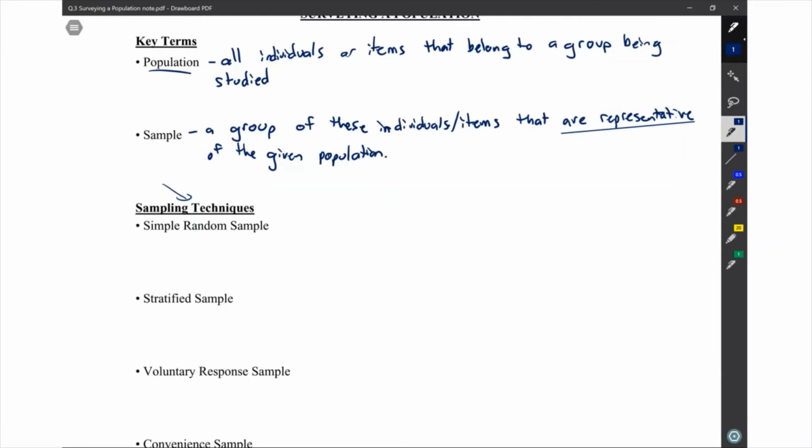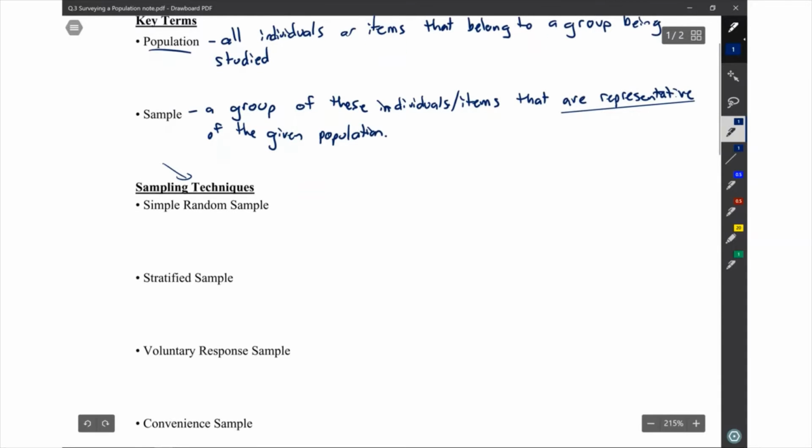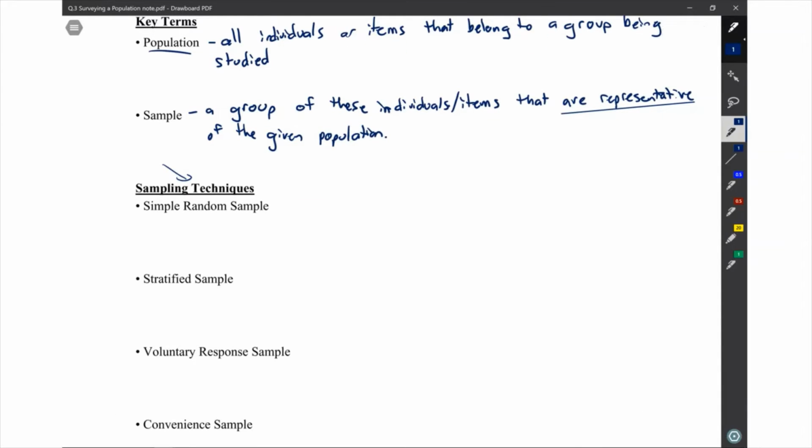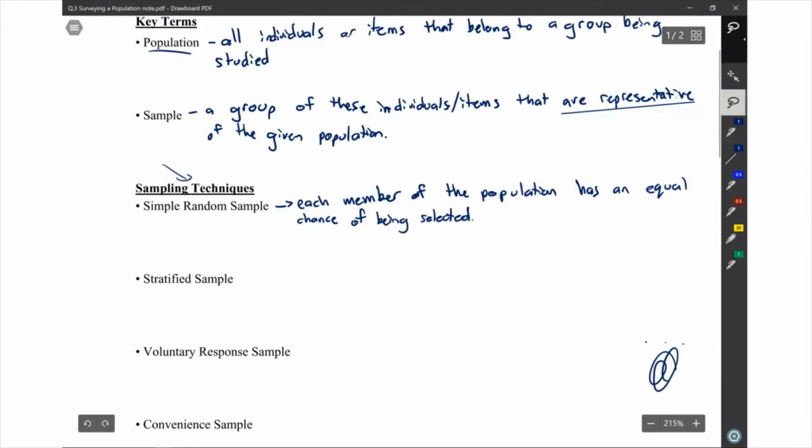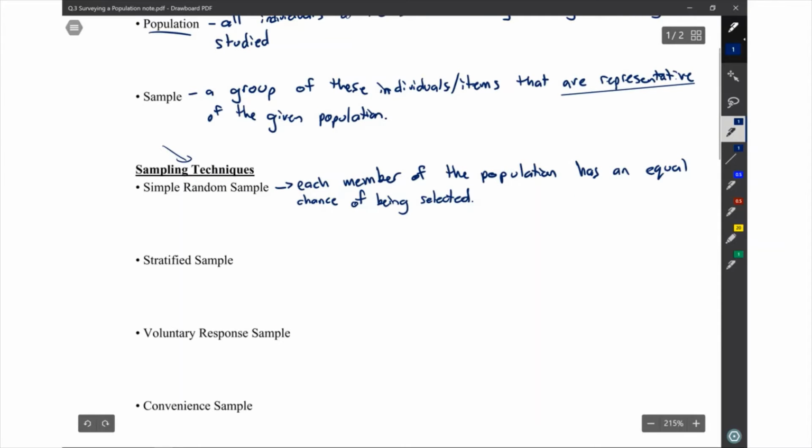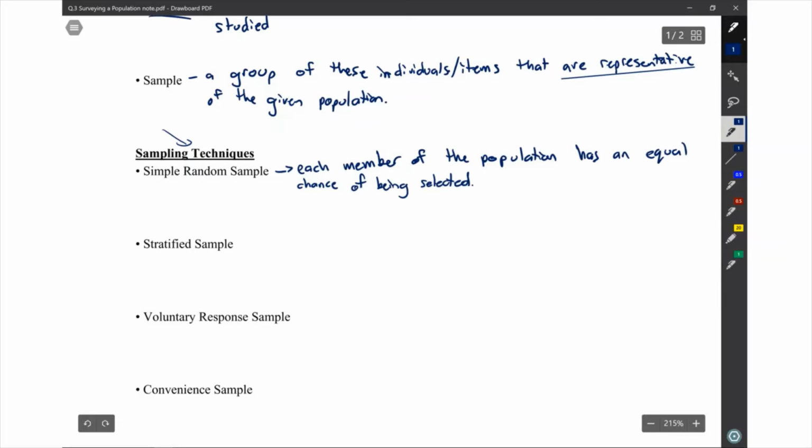There are a few different common methods to do so. We're just going to go over some of the more popular ones here. A simple random sample is when each member of the population has an equal chance of being selected. In this case, every single person has the same likelihood that they'll be selected to represent the total population.